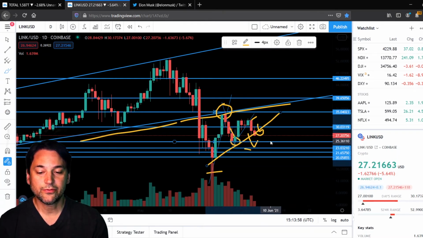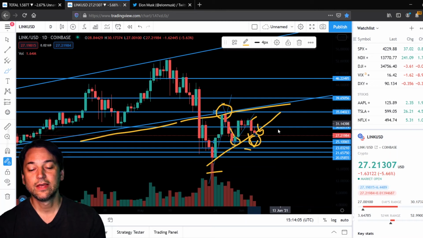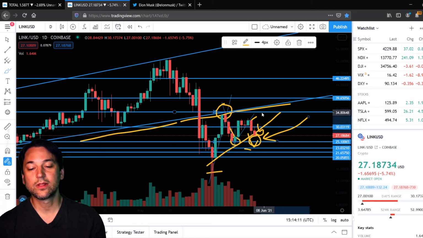And I'll definitely be watching for it to hold or not hold the $25 level. That's kind of the make or break level right now. $25 for Chainlink. Will it hold that or not?